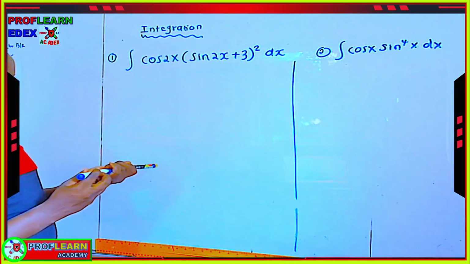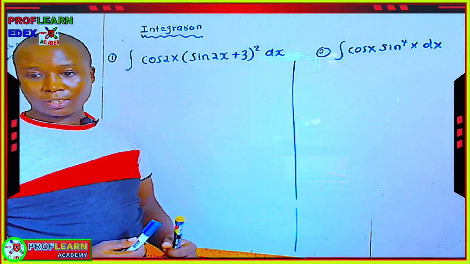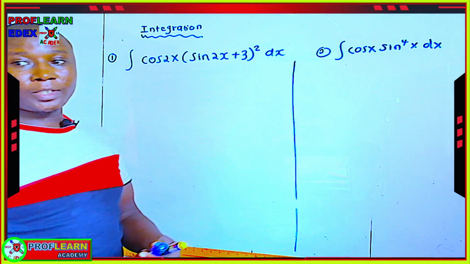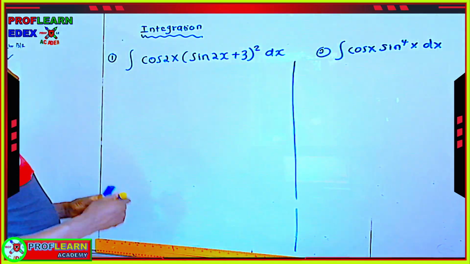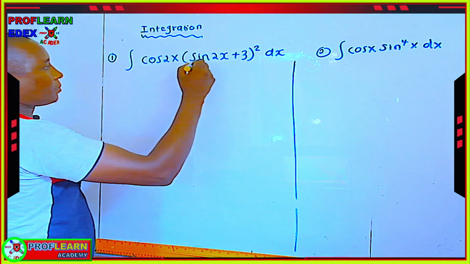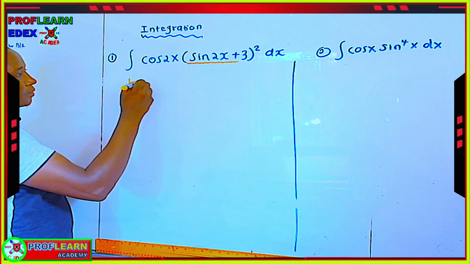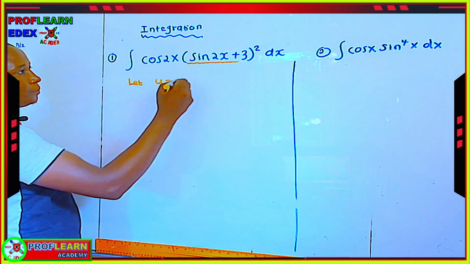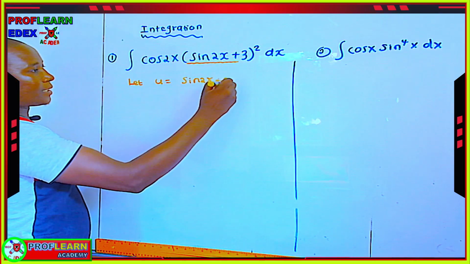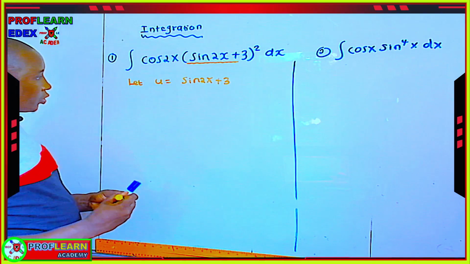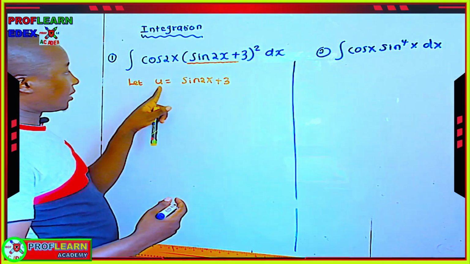Okay, in order to work out this question, we are going to learn how to integrate these two expressions that we are having here. And you can see they are involving what we call trigonometric functions. And we shall start by saying, well, this part that we have here, we can relate it to the u. So we can say, let u be equals to sine 2x plus 3.